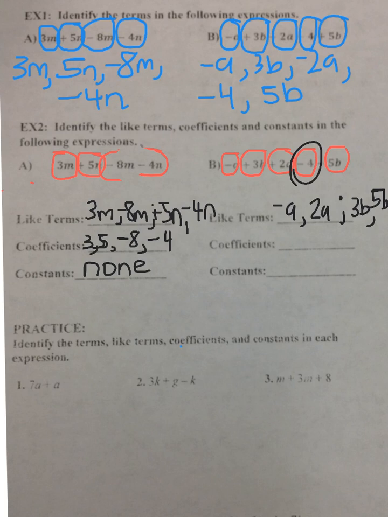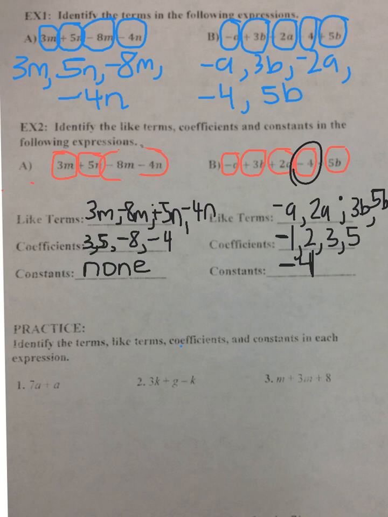So just looking above, this negative a, remember when a variable doesn't have a number coefficient in front of it, there is that invisible 1. So the coefficients would be negative 1, positive 2, positive 3, positive 5, and then constants, the only one without a variable attached is negative 4.